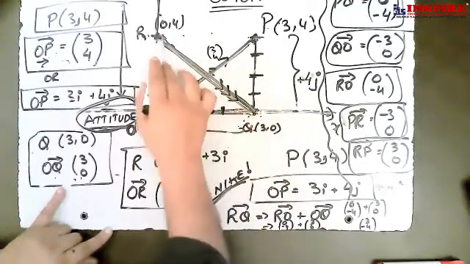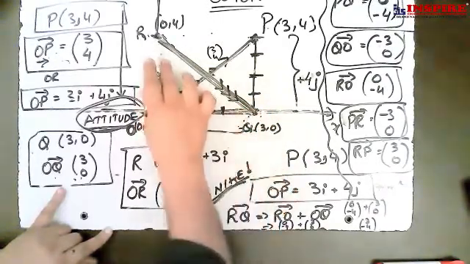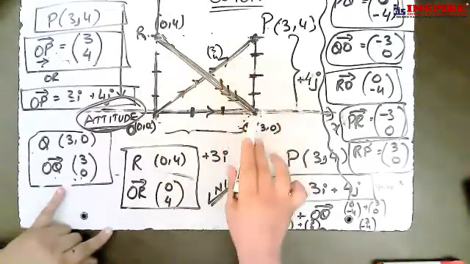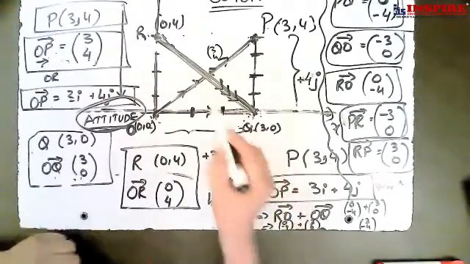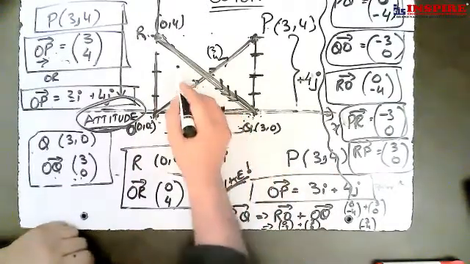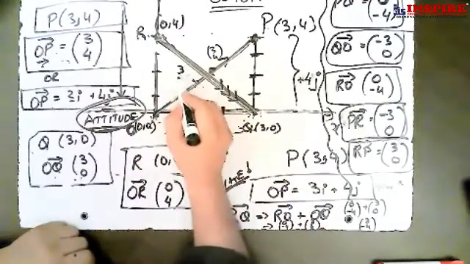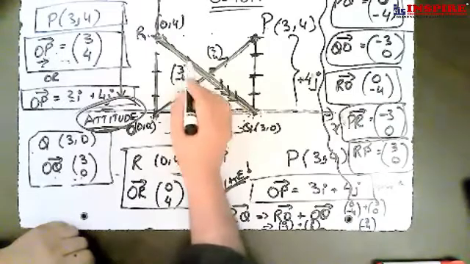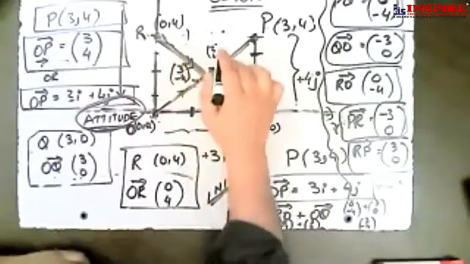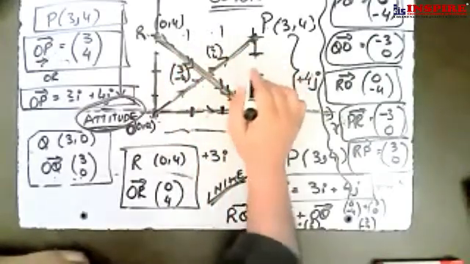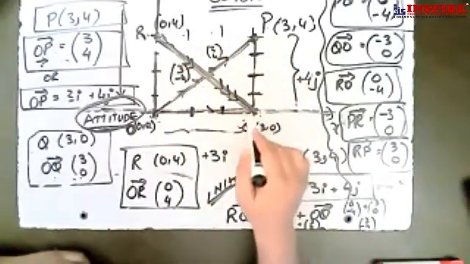I repeat myself. R to Q, R to P, P to Q, R to O, O to Q. You still get the same answer. 3 units in the X and -4 in the Y. 3 units in the X, and -1, -2, -3, -4.